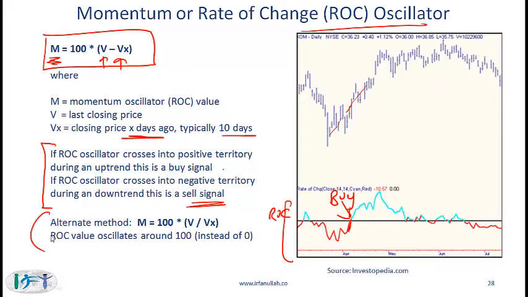An alternate way to calculate the indicator is to use this formula. M is equal to 100 times V divided by the value or price X days ago. This causes the oscillator to oscillate around 100 instead of around 0. So in this particular case, it oscillates around 0. With this formula, it would oscillate around 100.